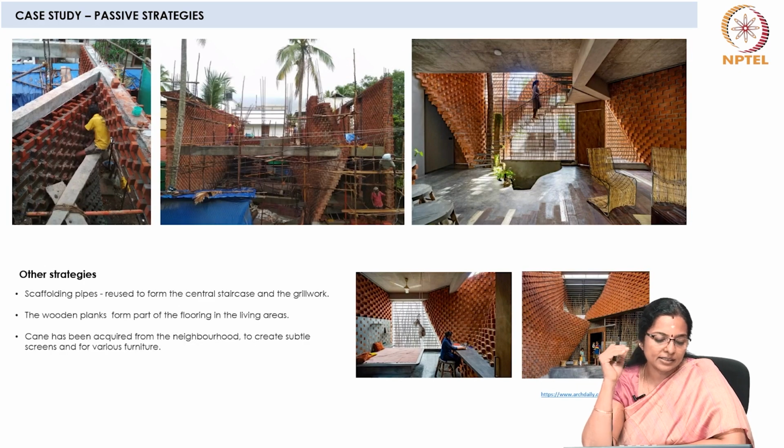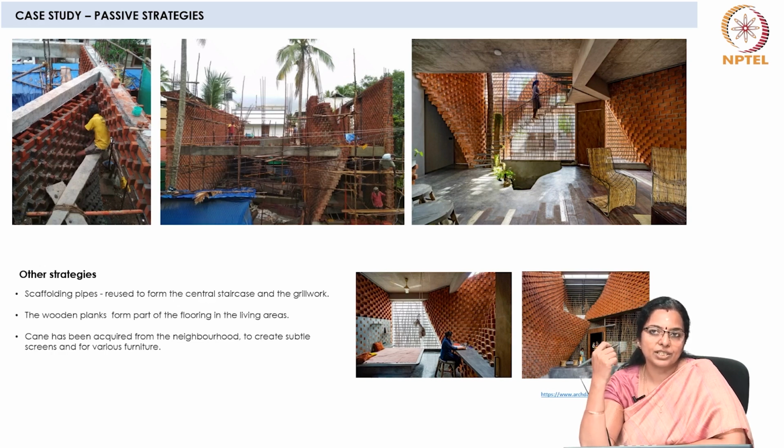Here in this design, the rat trap bond is used, and rat trap bond is a brick masonry technique for building walls, and it reduces the overall volume of bricks needed and boosts thermal efficiency by placing bricks in a vertical orientation as opposed to the traditional horizontal orientation.